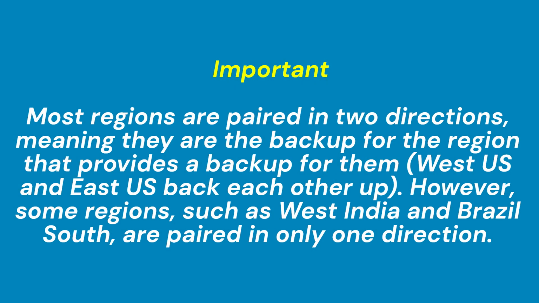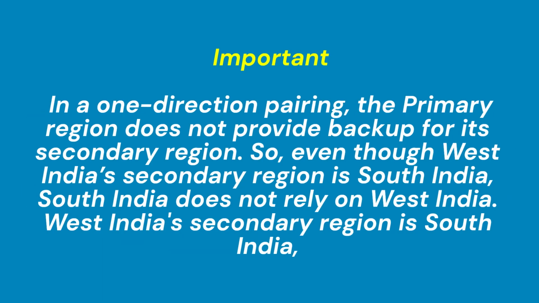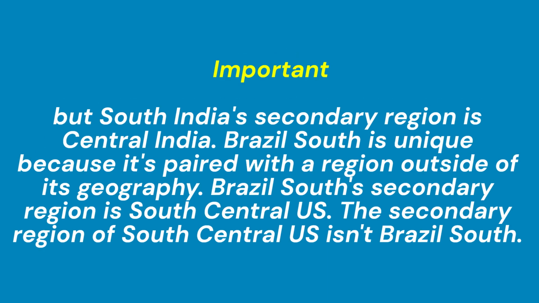Important: most regions are paired in two directions, meaning they are the backup for the region that provides a backup for them. West US and East US back each other up. However, some regions, such as West India and Brazil South, are paired in only one direction. In a one-direction pairing, the primary region does not provide backup for its secondary region. So, even though West India's secondary region is South India, South India does not rely on West India. West India's secondary region is South India, but South India's secondary region is Central India. Brazil South is unique because it's paired with a region outside of its geography. Brazil South's secondary region is South Central US. The secondary region of South Central US isn't Brazil South.